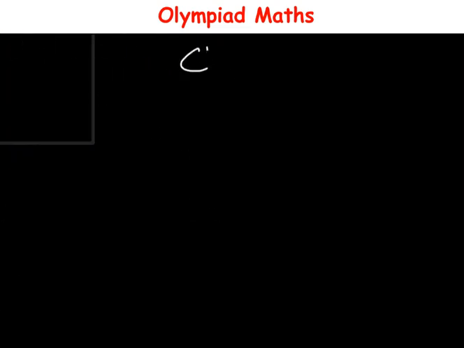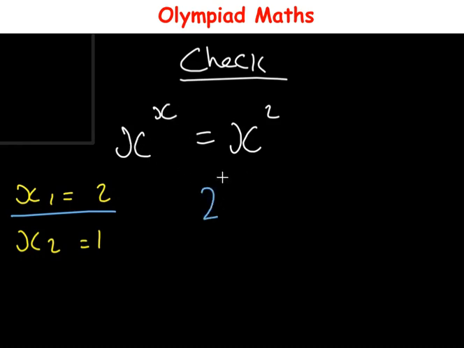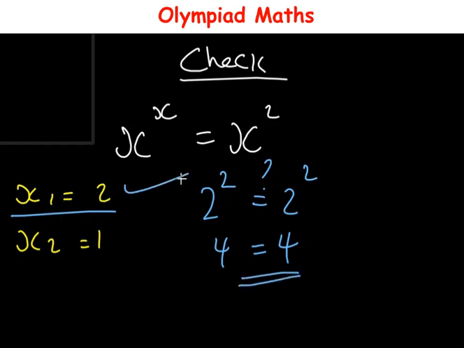From here, let's check it out. The question, which is x raised to power x is equal to x raised to power 2. We got the solutions of x: x1 is equal to 2, while x2 is equal to 1. Now, for the value of x1, which equals 2, inputting 2 as x into the equation, 2 raised to power 2 equals 2 raised to power 2. 2 power of 2 is 4, and this equals 2 power of 2, which is 4. So that means that the value of x1 as 2 is the correct solution.